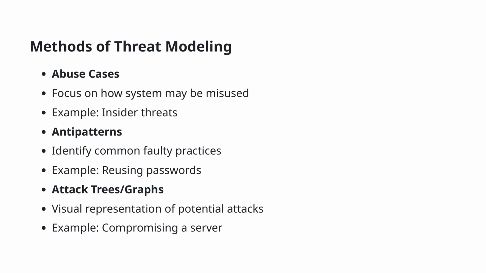Finally, we have attack trees or graphs, which provide a visual representation of potential attacks. For instance, you might map out the steps an attacker could take to compromise a server. This method helps in visualizing the attack vectors and developing strategies to counter them. These methods are crucial in understanding and mitigating threats, ensuring a robust security posture for our systems.